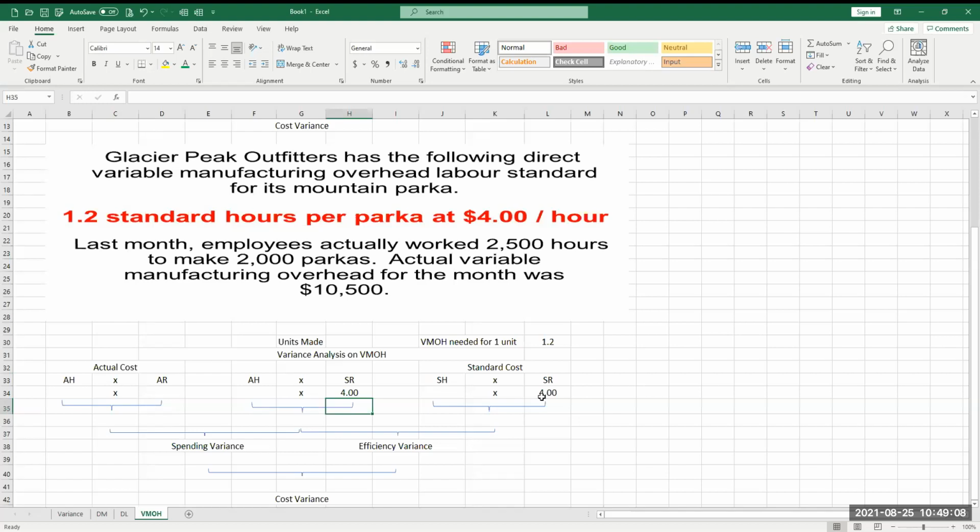Excellent. Let's keep going. Last month, employees actually worked 2,500 hours to make 2,000 parkas. So do I know the actual hours worked? Yes, 2,500. And do I know how many units we made? 2,000 units. So based on this information, do I know how many hours I'm supposed to use based on my standards to produce 2,000 units?